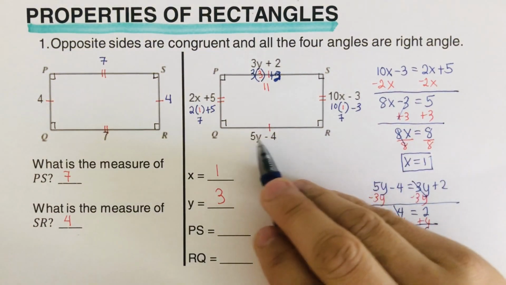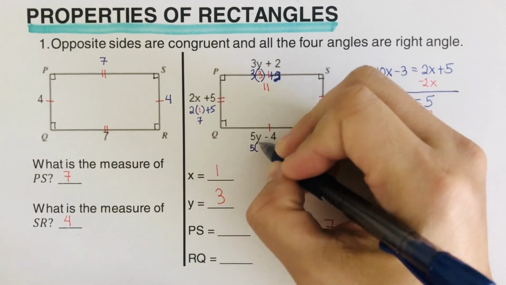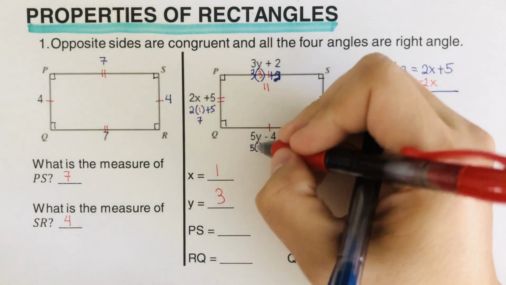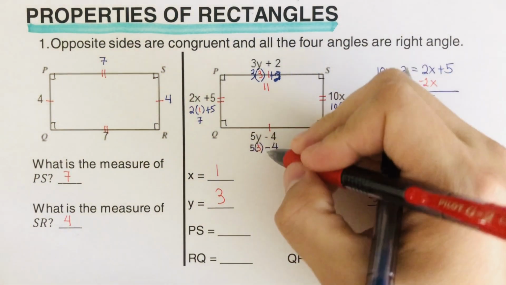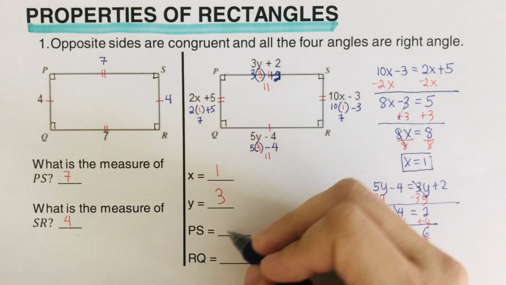And then let's see the other side right here, QR. That would be 5 times the value of y, which is 3. 5 times 3 is 15, take away 4 is 11. So this side right here, the PS, is 11.